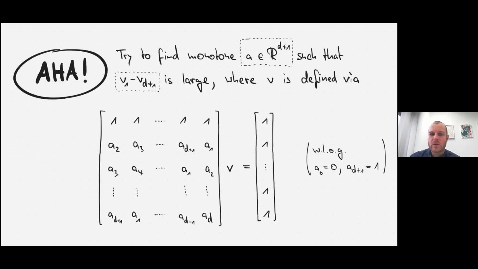Good. So what is the remaining problem? What we have to do is find a monotone coefficient vector A that is lattice-free, such that, let's hope, this value, the first entry minus the last entry of the resulting vertex, is large. And let's hope that the other entries are really small, because then we have control of the lattice width. And I said V is the vertex vector that arises from A.